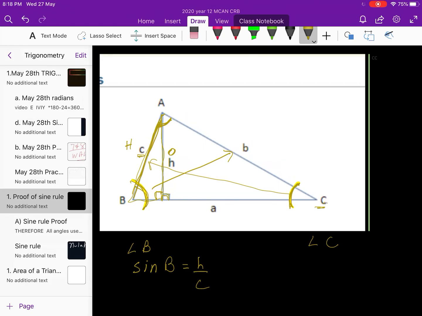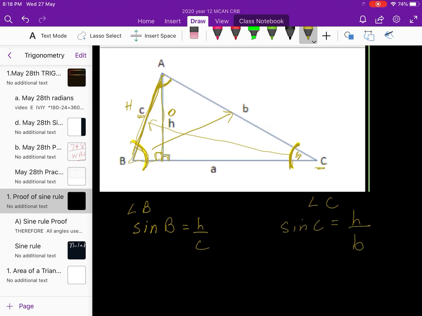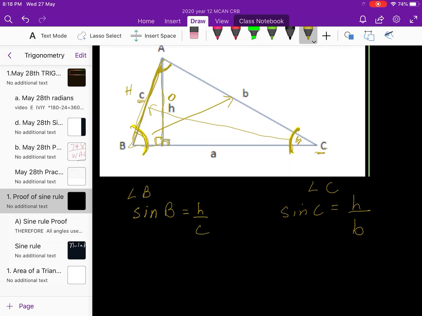So anyway, we have sine B is going to be equal to H over C, which is the opposite over the hypotenuse. And then we can do the same thing for C over here, because it's got a right angle triangle, the bigger triangle, but sine of C is equal to, again, opposite over hypotenuse, only it's going to be H over B. So that's what we've got when we just do the basics.